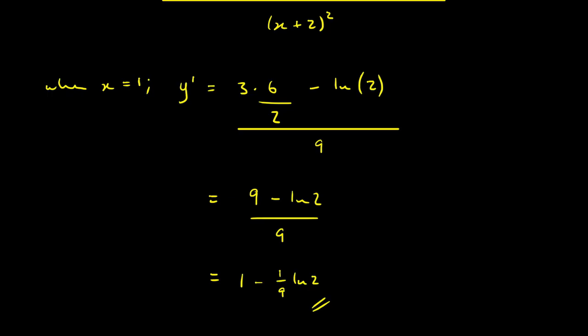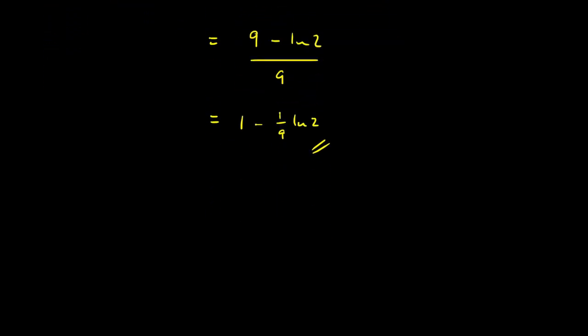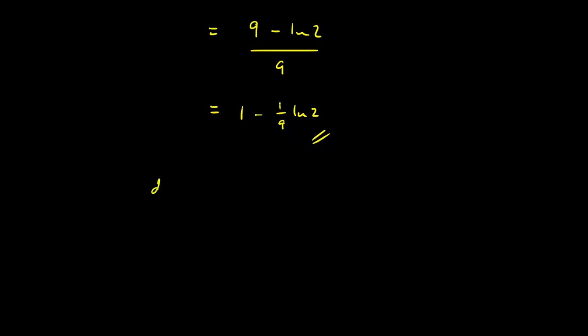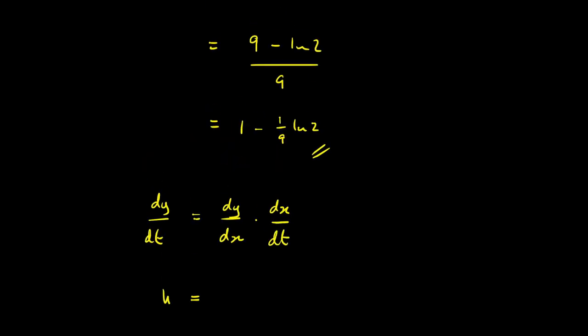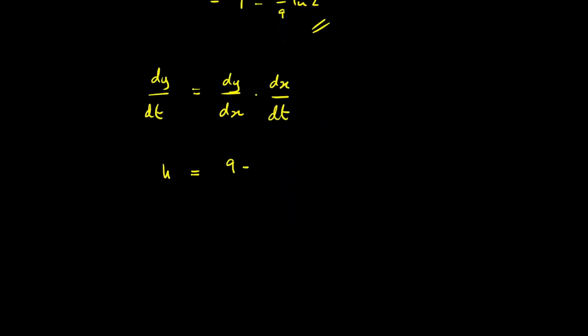Okay, then. So now what were we asked to find? We were asked to find dx dt, weren't we? So returning back to the original idea, dy dt is equal to dy dx times by dx dt. So our dy dt was h, and our dy dx, well, I'll write it in the form 9 minus ln 2 upon 9 times by dx dt. So what's dx dt going to be?